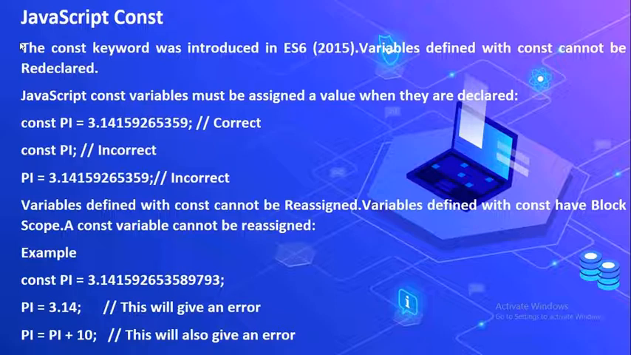Variables defined with const cannot be reassigned. Variables defined with const have block scope. A const variable cannot be reassigned. Example: const pi = 3.1415; pi = 3.14; This will give an error. pi = pi + 10; This is also an error.